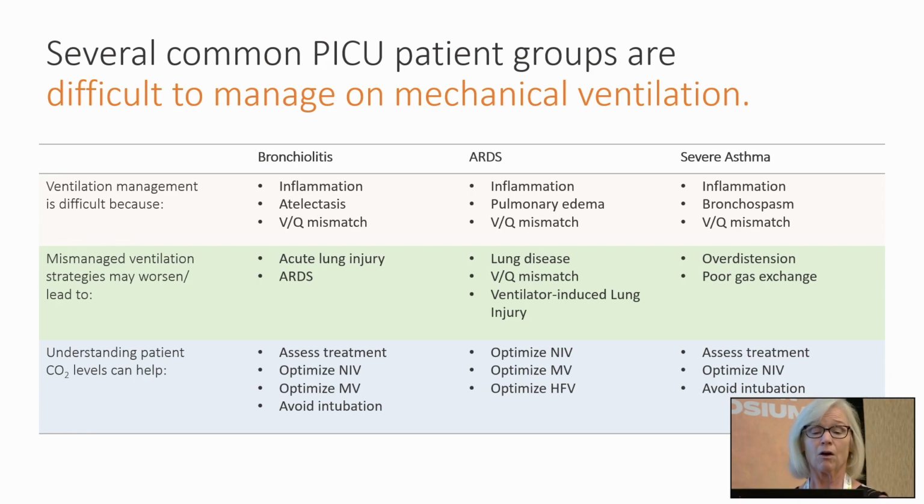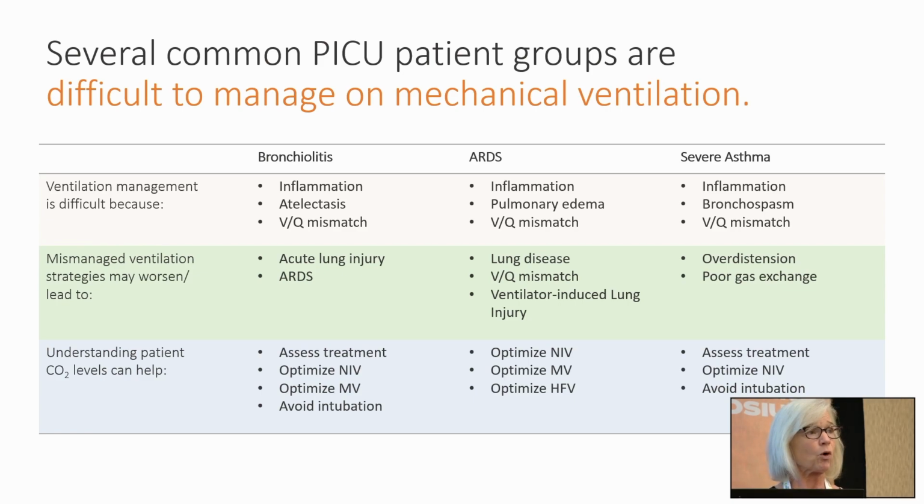things in common. For example, they're all going to have an inflammatory response. So inflammation of the lungs is going to cause a whole cascade of disease processes. A lot of them will have atelectasis. The bronchiolitis patients will have atelectasis from extra secretion production. The ARDS patients do have a lot of pulmonary edema because of that disease process. When you're looking at your severe asthmatic patients, they're going to have a lot of bronchospasms, and you're going to have to be dealing with that.